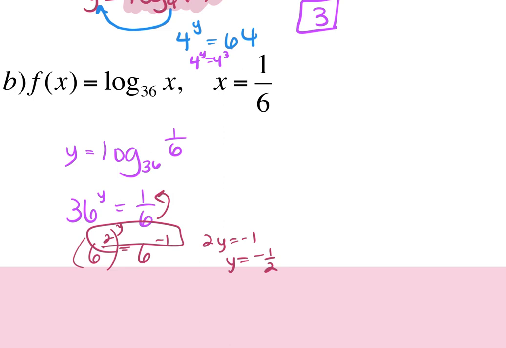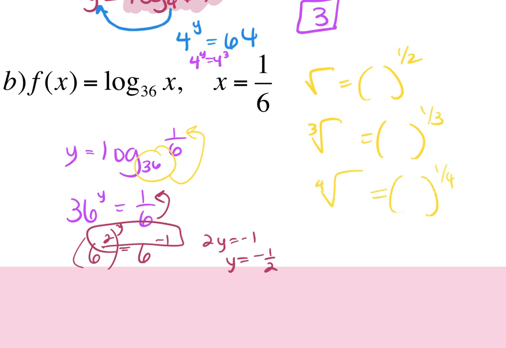But again, you can avoid that whole thing by saying, what do I have to raise 36 by to get to 1/6? I know it's going to a fraction, which means my exponent has to be negative. And to get from 36 to 6, I have to square root it. And a square root is the same thing as raising something to the 1/2. If it was a cube root, it's a power of 1/3. If it's a fourth root, it's a power of 1/4, and so on and so forth.